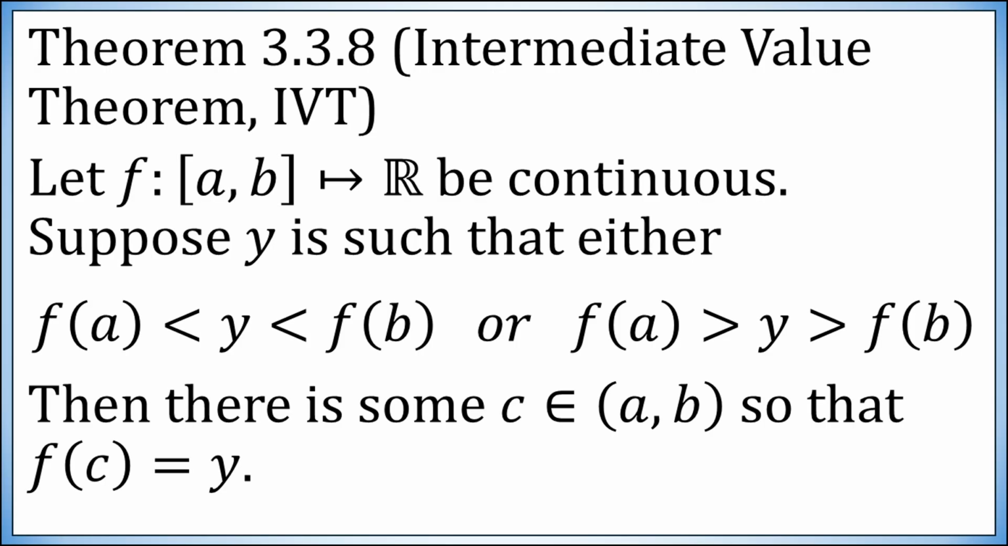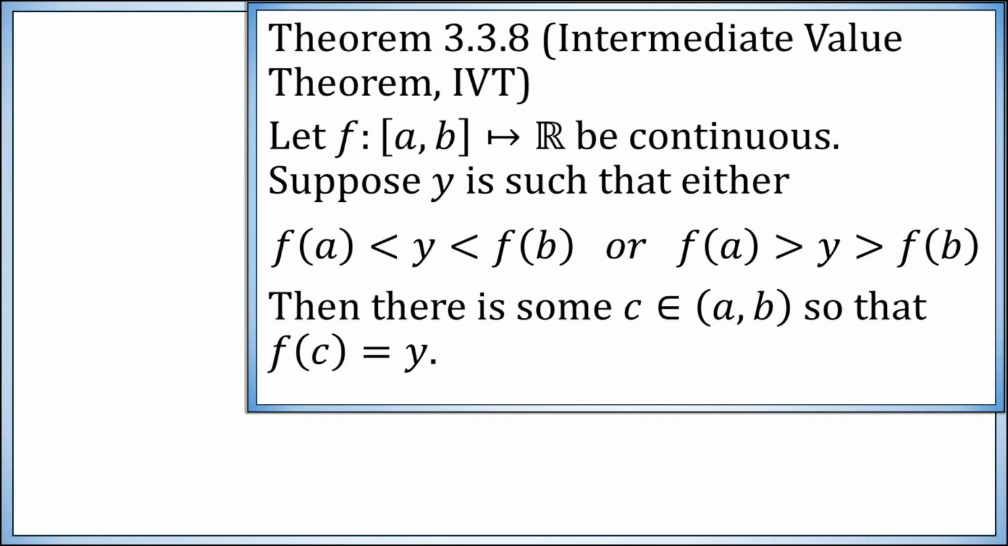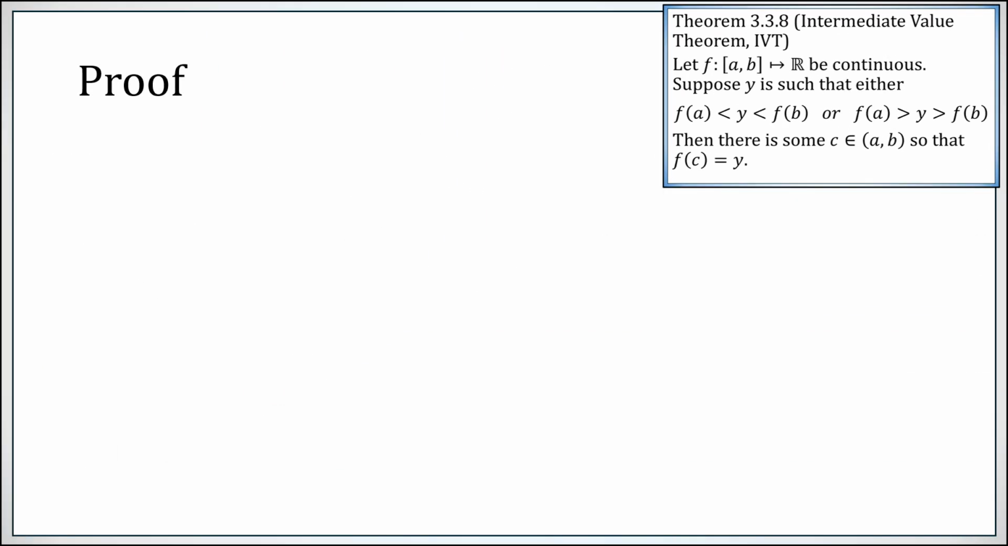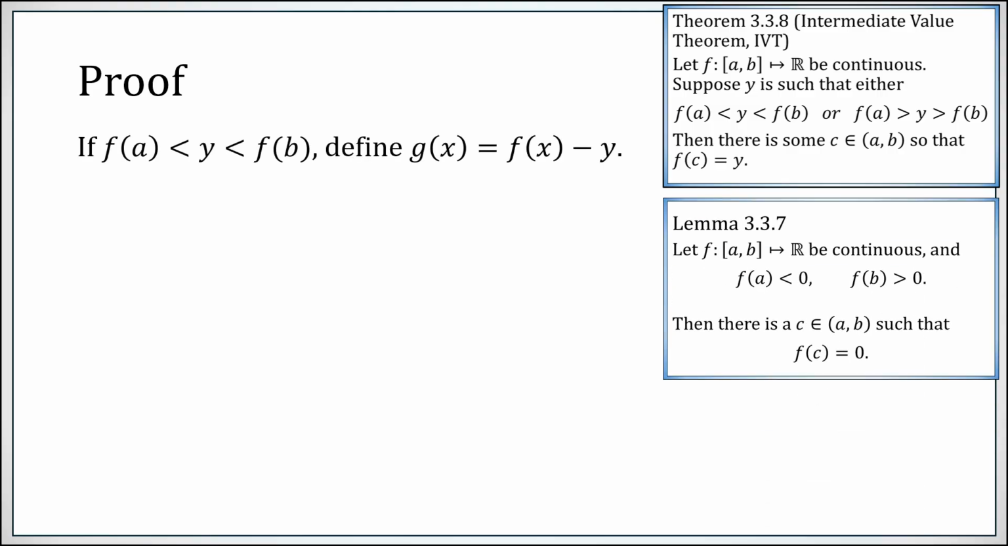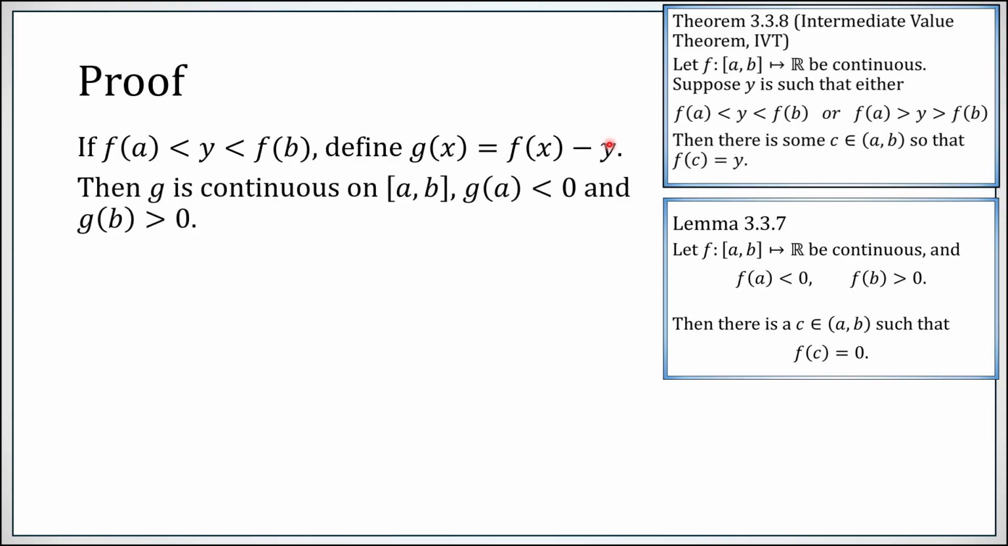Okay, so let's move on to the proof. Recall this lemma we just proved. If f of a is less than y is less than f of b, I'm going to define a new function g of x to simply be f of x minus this constant. In this case, all I have is a continuous function. The hypothesis was that f is continuous. I've subtracted a constant. Constant functions are continuous. The difference of continuous functions is continuous.